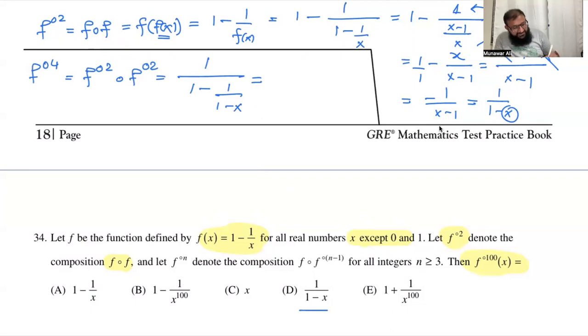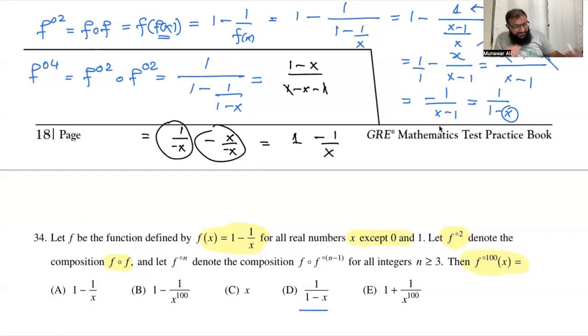So LCM would be 1 minus x, which becomes the numerator, and 1 minus x minus 1. So this is cancelled. Now you can divide 1 upon minus x over minus x. This becomes 1, and I have this minus 1 over x. So it is the same answer as you can see. So if I apply f 4 times, it gives me the same answer again.